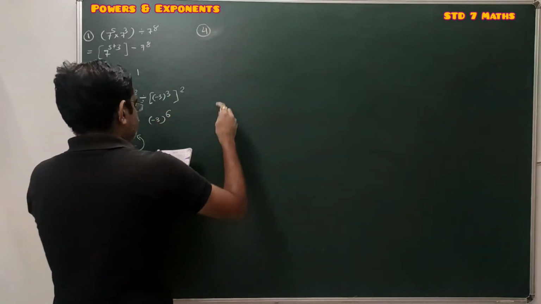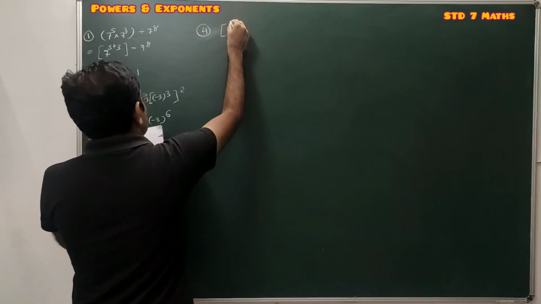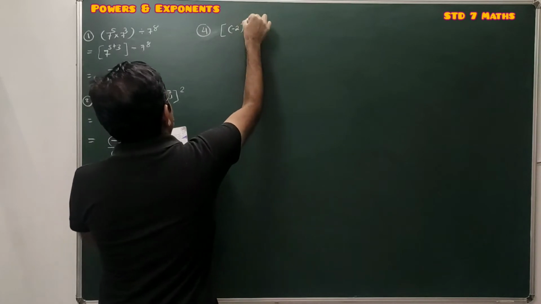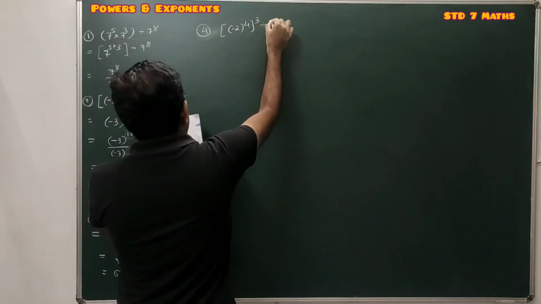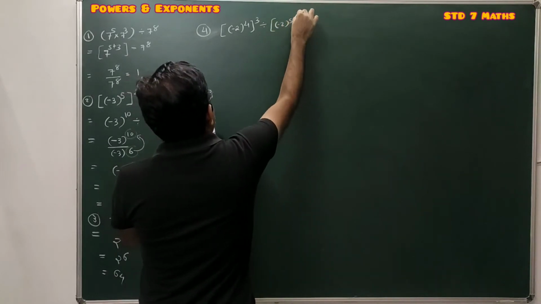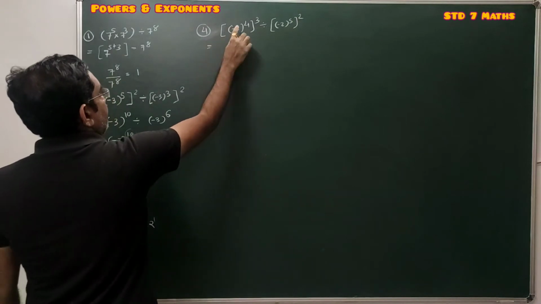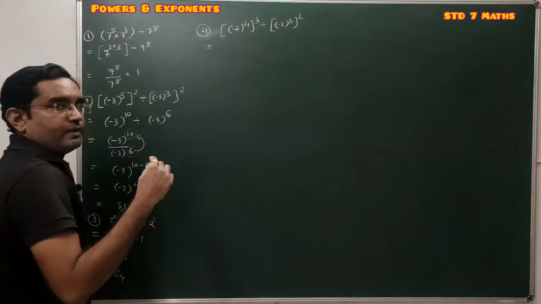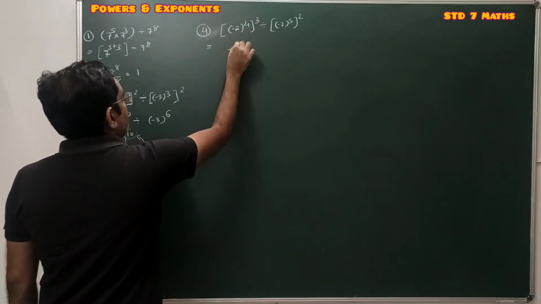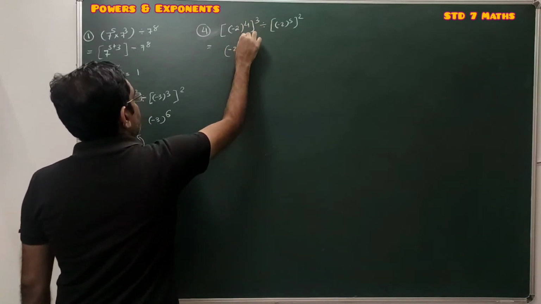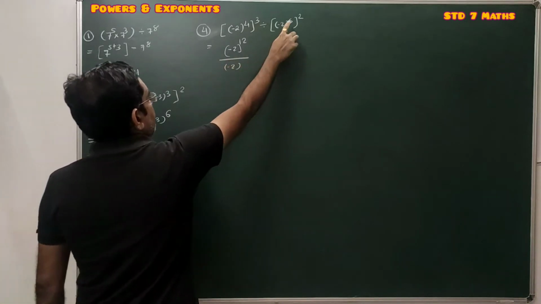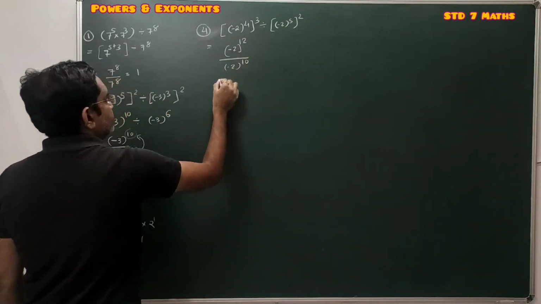Now question number 4. Here we are given minus 2 raised to 4 whole raised to 3 divided by minus 2 raised to 5 whole raised to 2. So again power of power. When power of power is there, we have to multiply the powers. So this one is minus 2 raised to 4 3s are 12, divided by, in the denominator, minus 2 raised to 5 2s are 10.